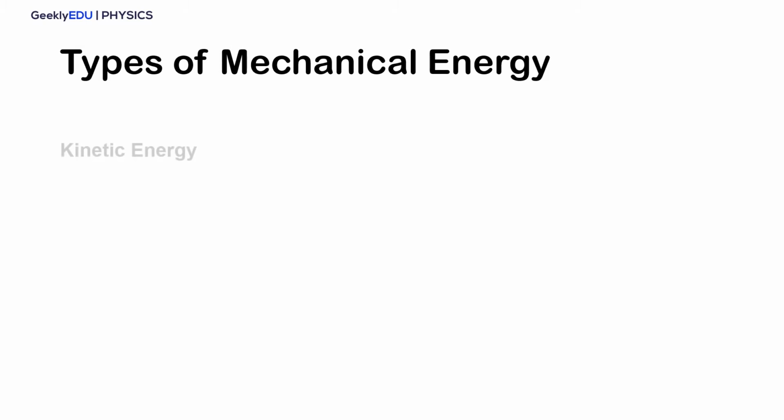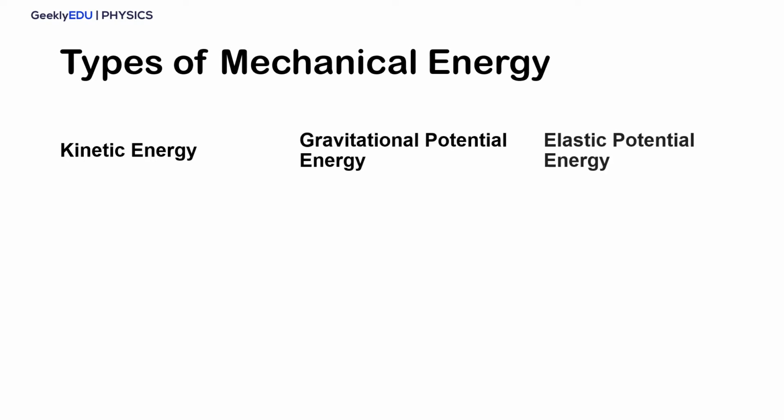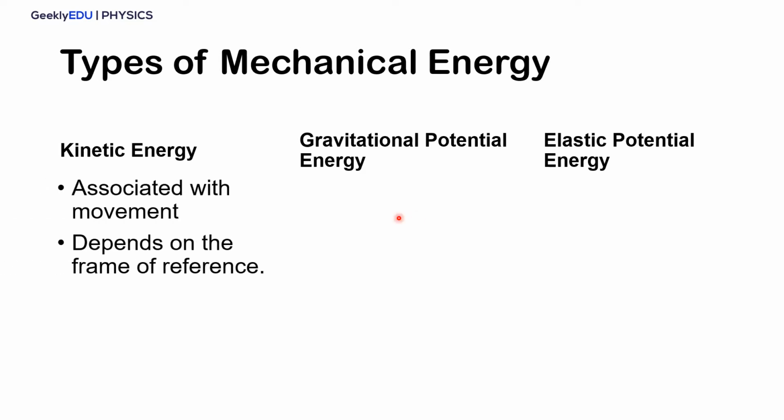We have three types basically: the kinetic energy, the gravitational potential energy, and the elastic potential energy. Now, the kinetic energy is associated with the movement, so it depends on the frame of reference. We can express the kinetic energy as half of the mass times the velocity squared.